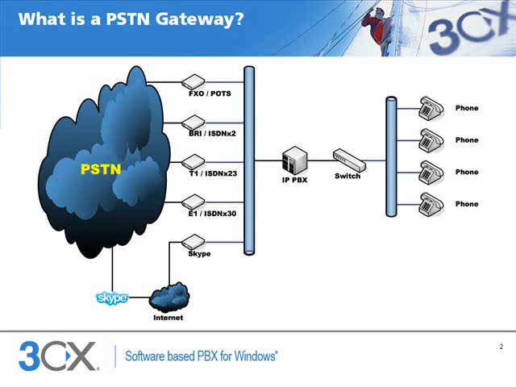A PSTN gateway is a device that connects your PBX to a telephone line, so people can call into the PBX from anywhere in the world. If the appropriate gateway is used, practically any type of line can be connected to the PBX.